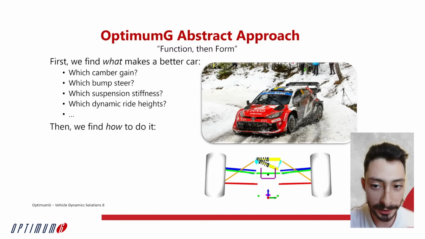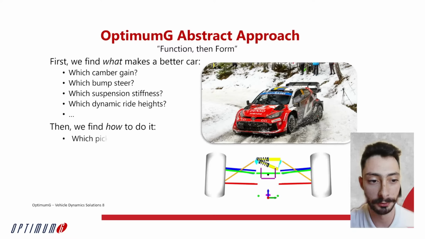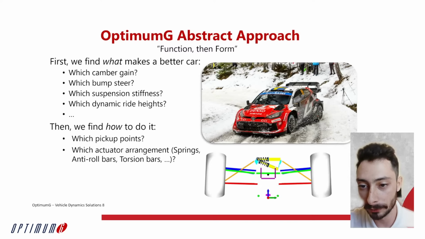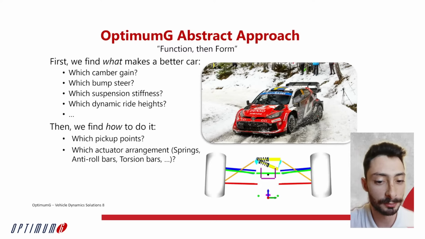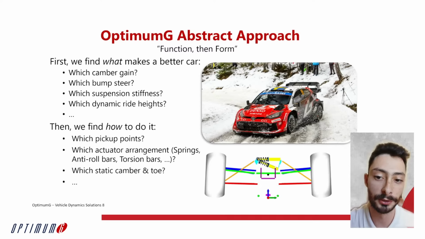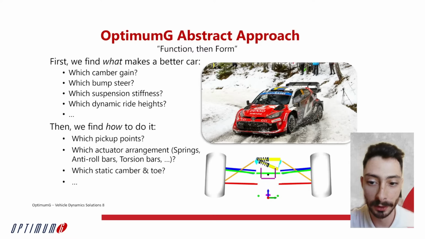And then, and only then, are we interested in how we are going to do it. So which are the pickup points that are actually going to give me the camber gain that I need, the bump steer that I need, which actuator arrangement do I need to have? Am I going to use a torsion bar? Am I going to use an anti-roll bar? Does it make a difference if I go soft spring stiff anti-roll bar or stiff spring soft anti-roll bar? Which static camber and toe values am I going to use, and so on. So these relate to the form, the how we are going to get to that point. And at first, it's not something that we are worried about. At first, we are only worried about knowing what our objective is in the vehicle dynamics sense.